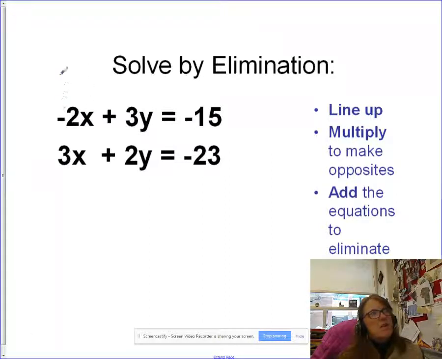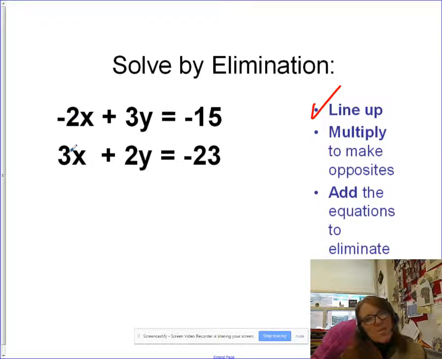X terms are lined up. Y terms are lined up. Equal sign, constant. Now, you get to decide what you want to attack. Do you want to get rid of the x's? Do you want to get rid of the y's? It doesn't matter. It's all going to work out the same, as long as you keep doing legal moves. So I have a negative 2 and a positive 3.